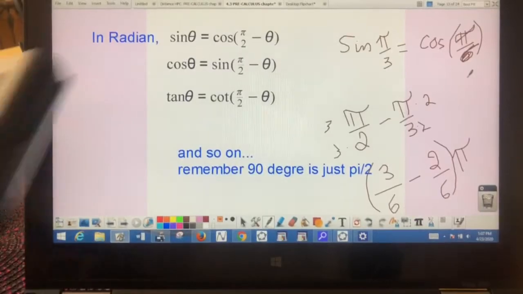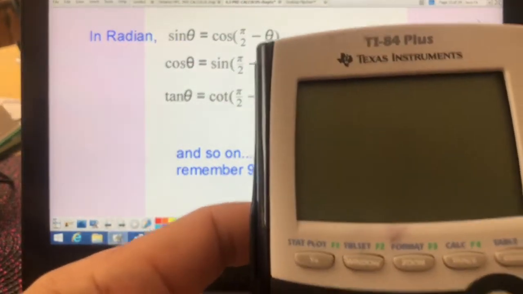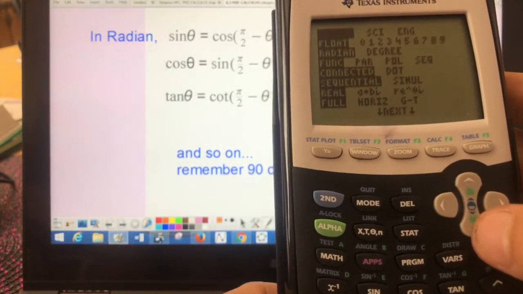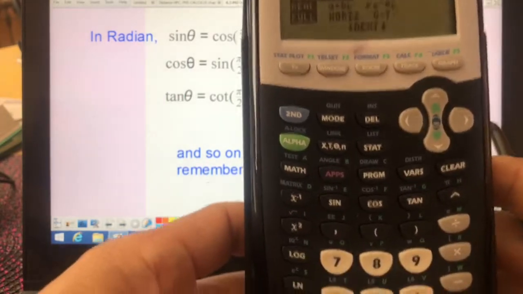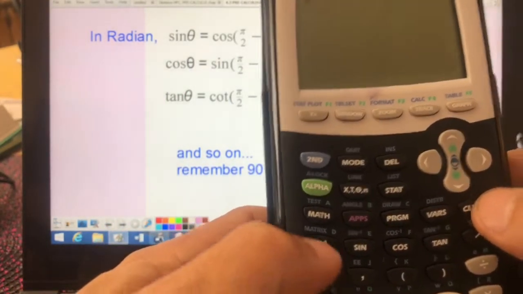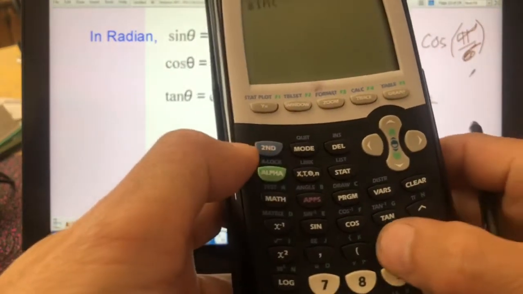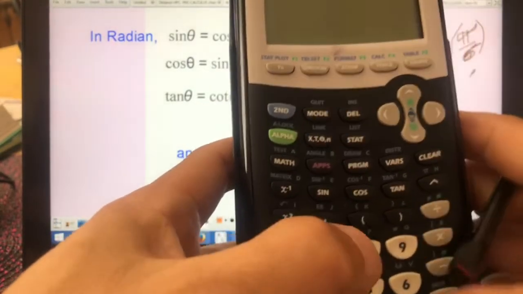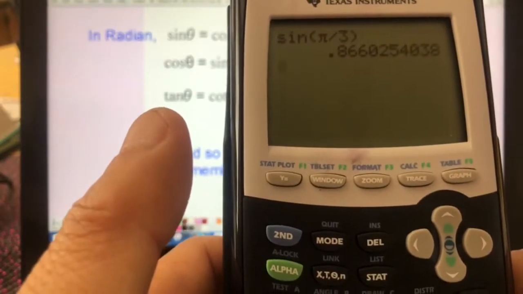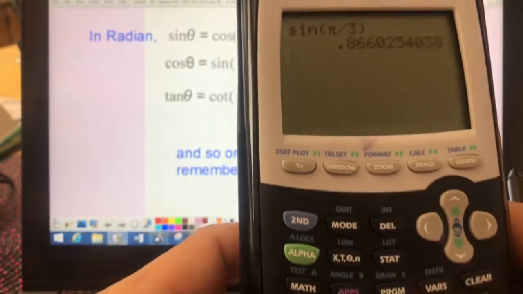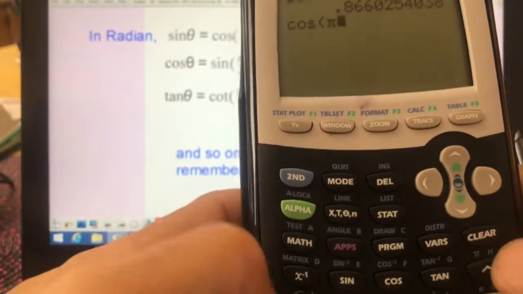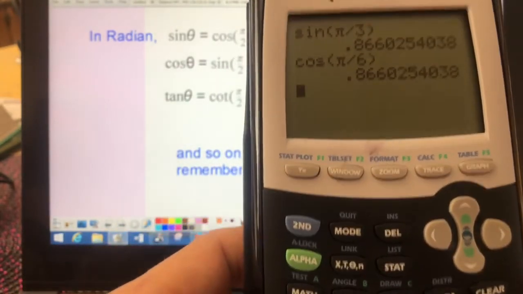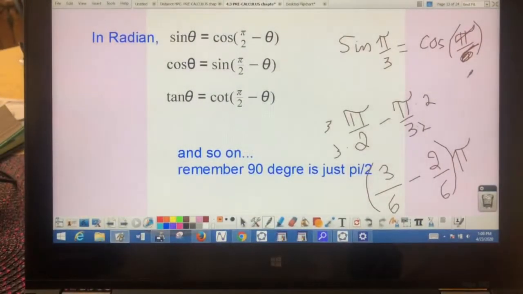Let's check that on the calculator. Okay? You can always check it on the calculator. You can switch your mode from radian to degrees. Right now it's radian, so I'm pretty happy with that. I'm going to clear the screen, then I'll go sine of pi over 3. See what it says. I always ask you guys to use the calculators to verify your work. And then cosine of pi over 6. There you go. Hope it's the same number. There it is. Alright? So you can do that for all 3 functions.